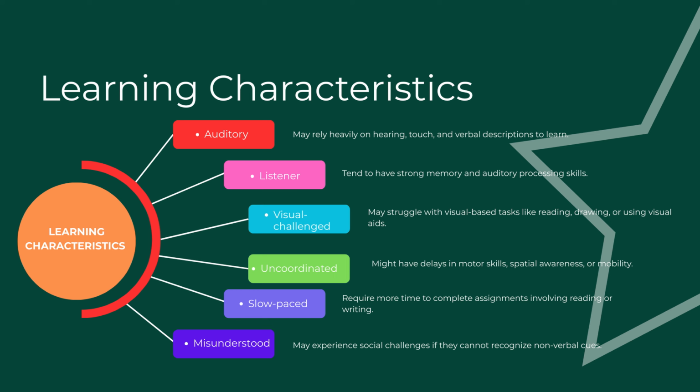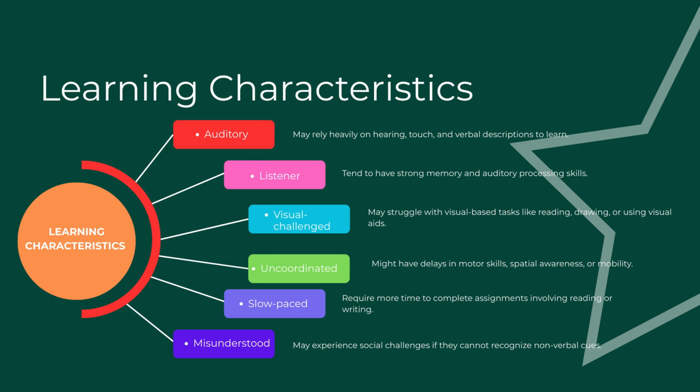The fourth one is uncoordinated: they might have delays in motor skills, spatial awareness, or mobility. Because they can't see clearly, they may have problems with movement or using their hands. They might bump into things or have trouble writing or cutting because they can't see where things are.